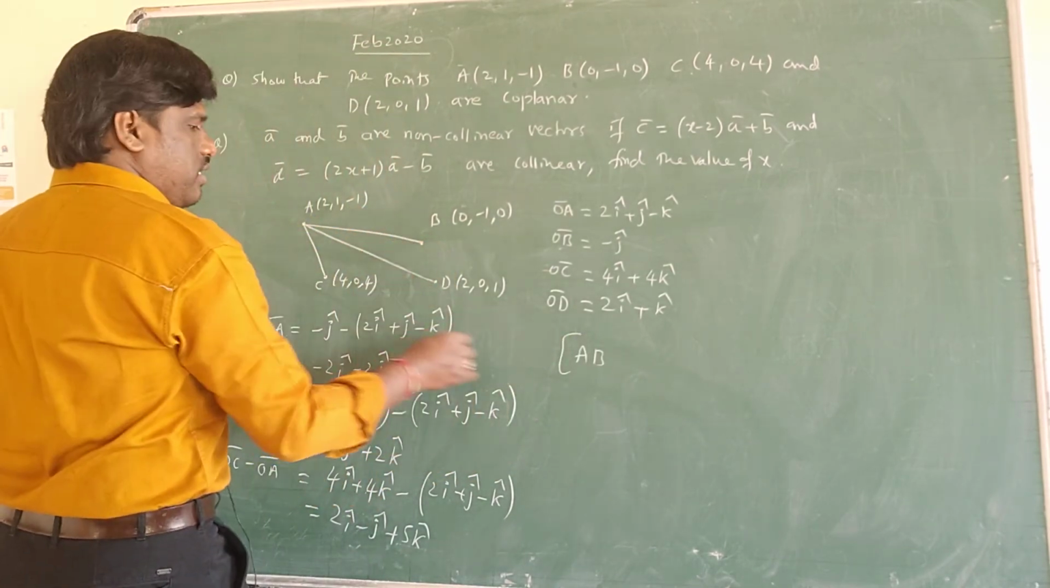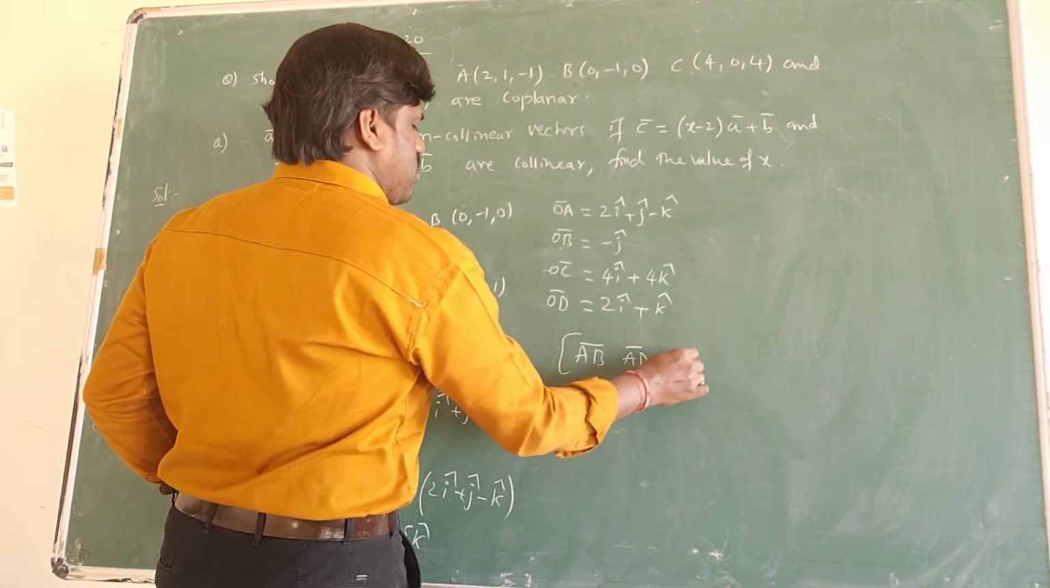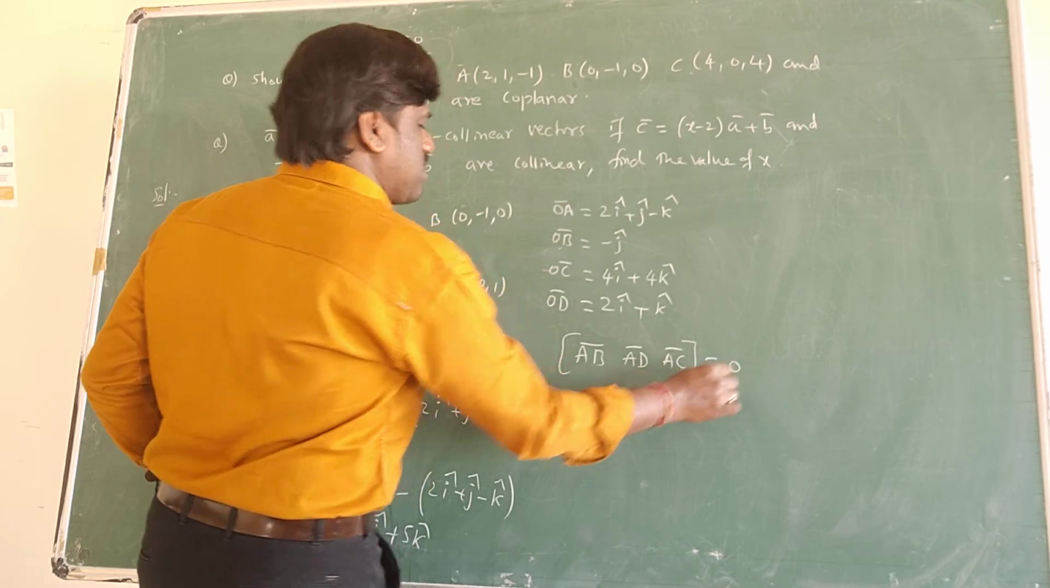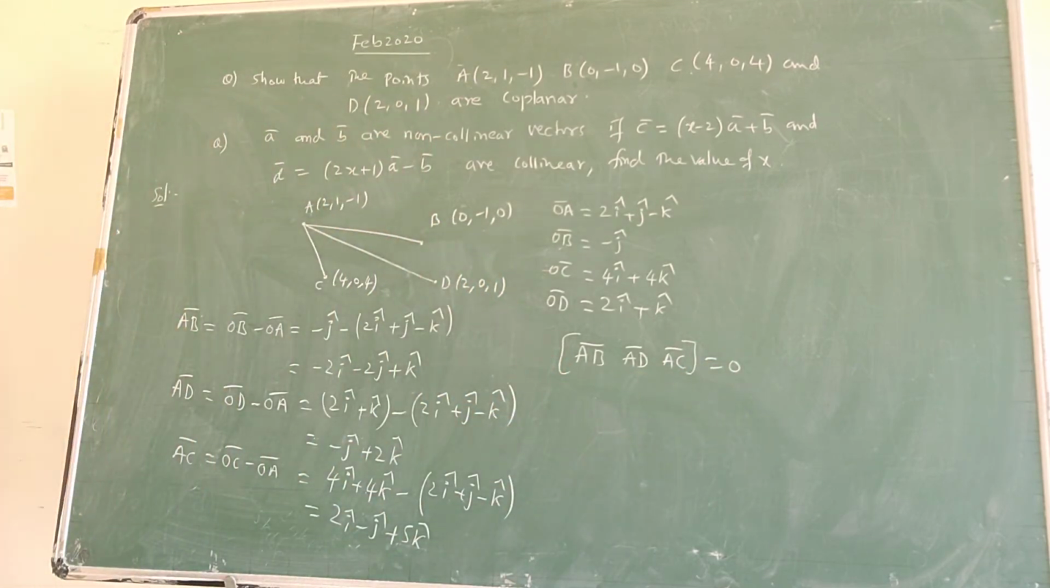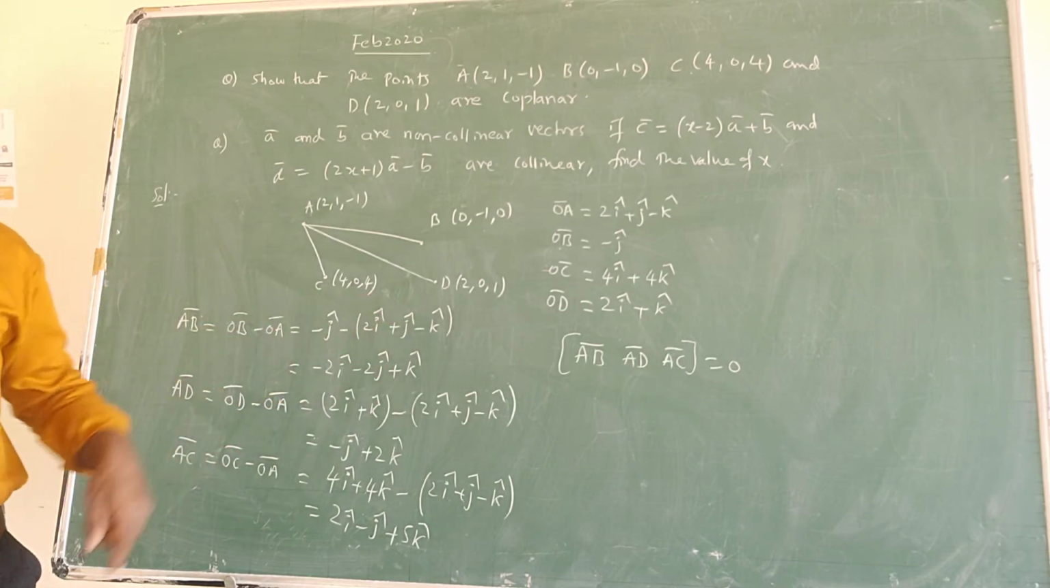Now what do I have to do here? AB, AD, AC, the box of this should be 0. If the box is 0, then we can say they are coplanar. Open this. So here AB, AD, AC, if the box is 0, then they are coplanar.